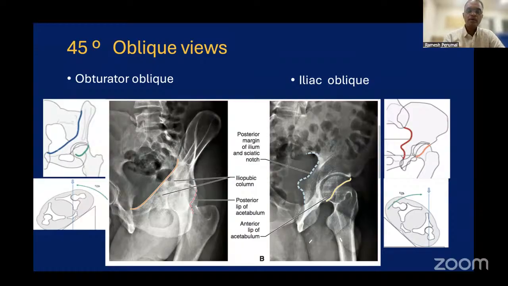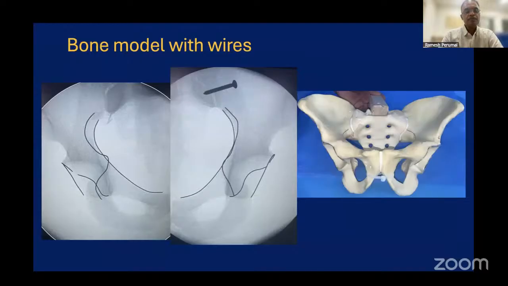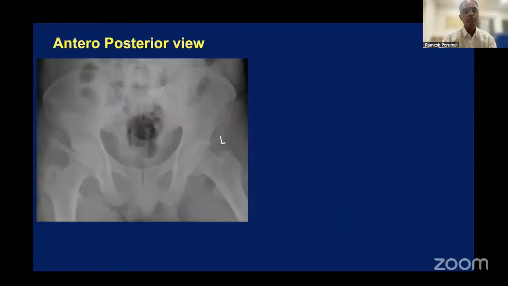Then when you come to the iliac oblique, you can see the intactness of the posterior margin of the ilium along with the sciatic notch and also the anterior part of the acetabulum. So we can see all the disrupted lines in an X-ray so that we can come to the conclusion of a classification. Here you can see the bone model in which I have placed stainless steel wires, and you can see the different anterior wall, anterior column, posterior wall and posterior column.